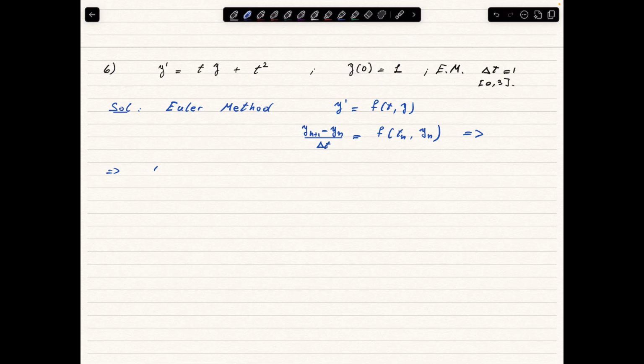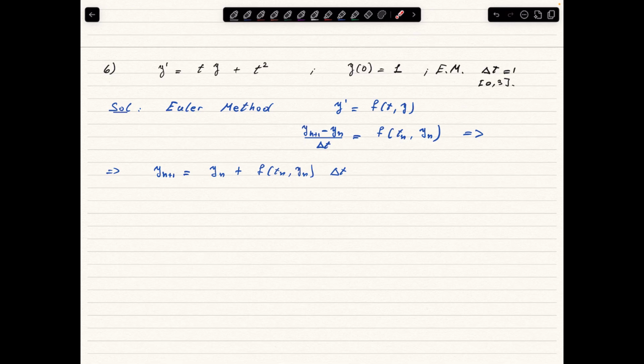Multiply by delta t and compute y_{n+1}, and we can write it down as y_n plus f of t_n, y_n times delta t. So the next element is the previous one plus something here.